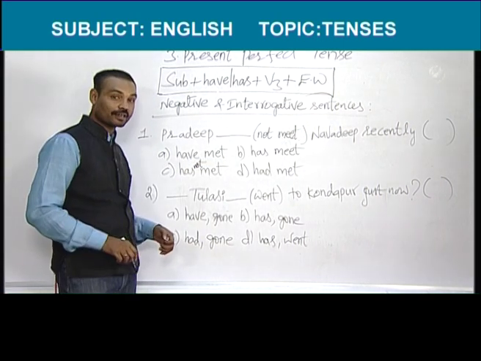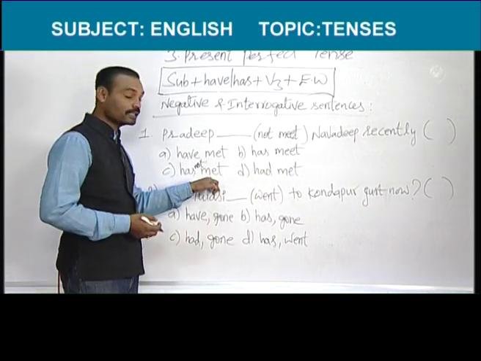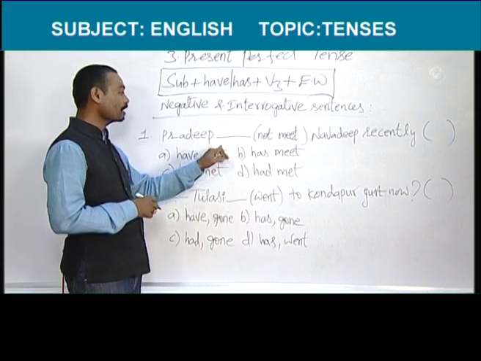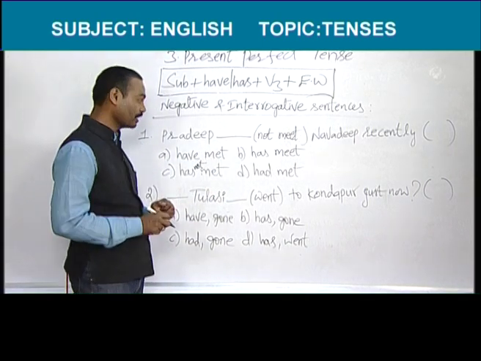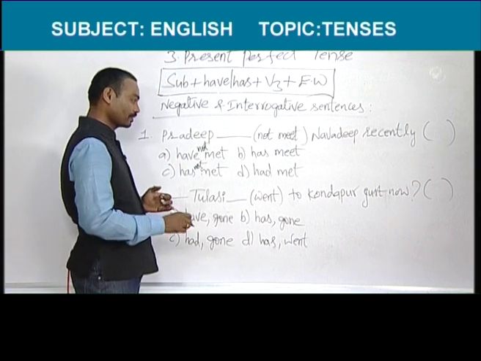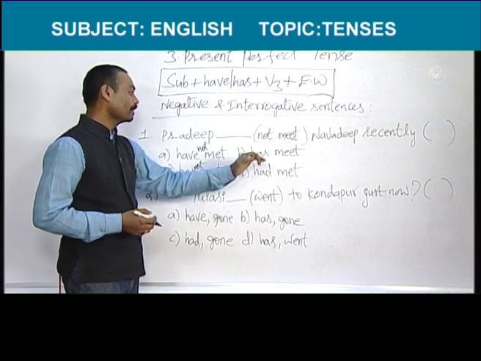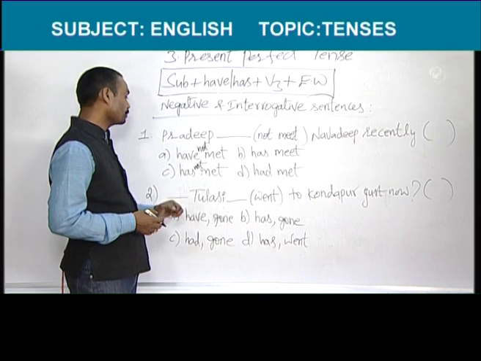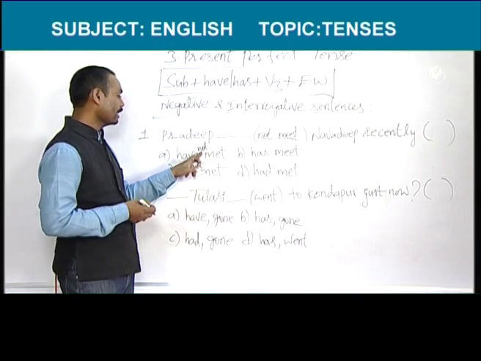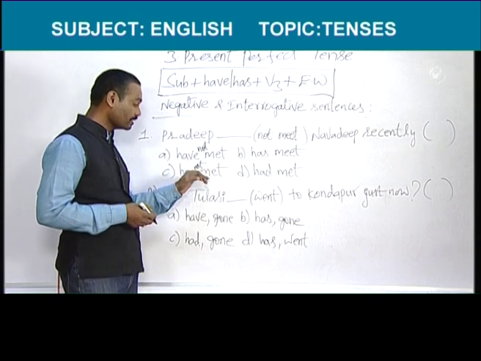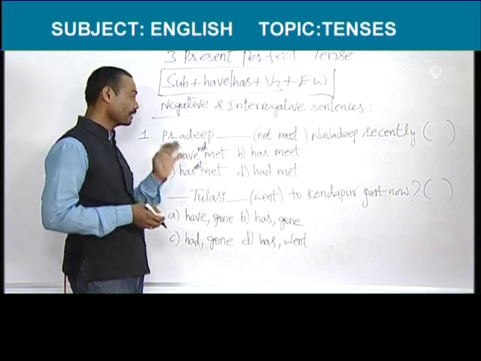So, not is there. You may think has met is the answer, but it is wrong because not should be there. Has not met is the right answer. Here also not should be there. You may think not is not there, it may be right, it is wrong. So, not should be there. For any plural subjects, have not met. For any singular subject, has not met. This is the right answer.